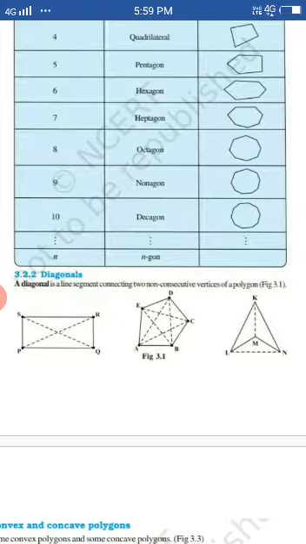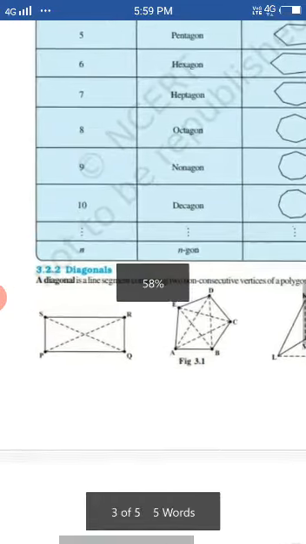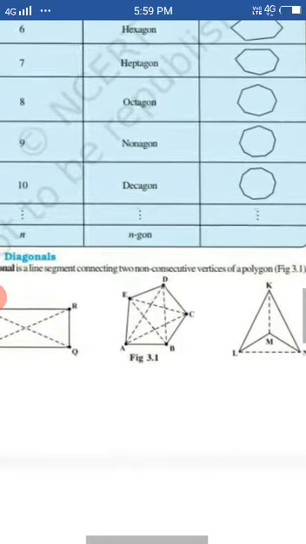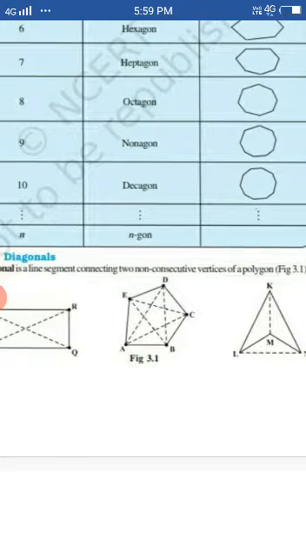Now diagonals. What are diagonals? A diagonal is a line segment connecting two non-consecutive vertices of a polygon. As you can see in the first figure, PR and SQ are diagonals. In the next figure, which type of polygon is this? As it is a 5-sided polygon, it is a pentagon. Now its diagonals you can see: AD, BD, EC, EB, AC. All these are the diagonals of this pentagon.